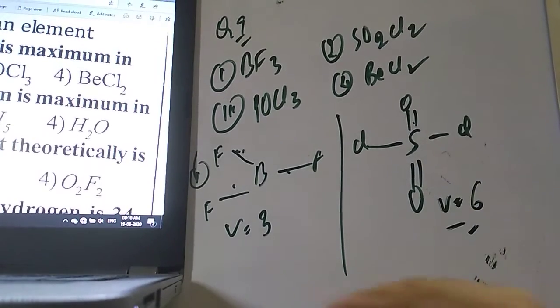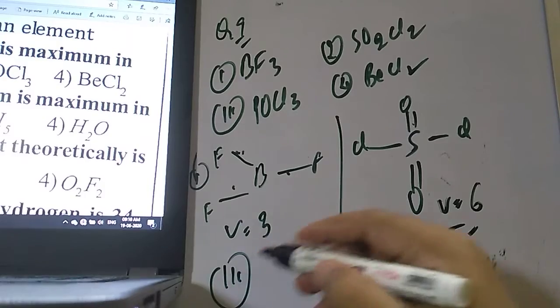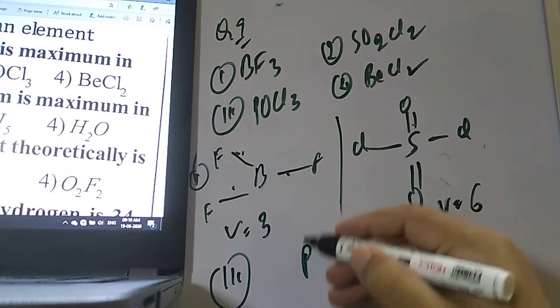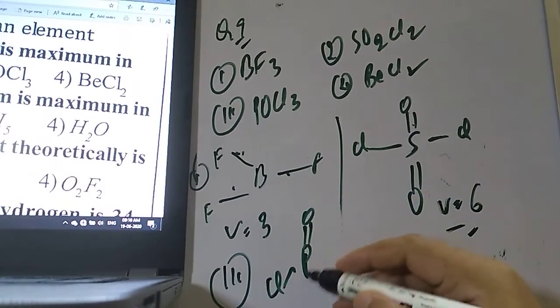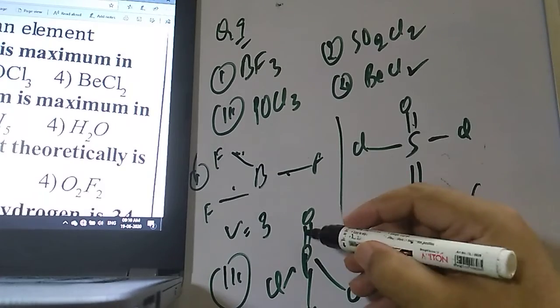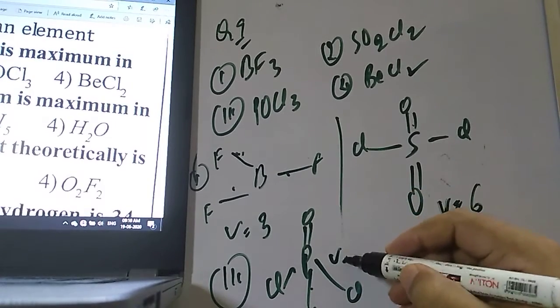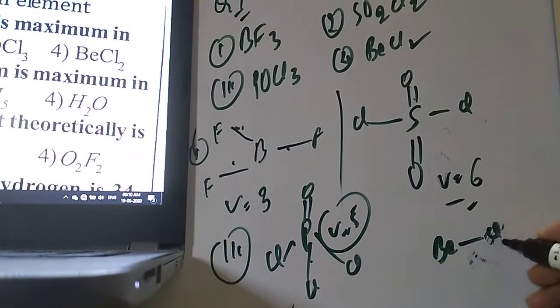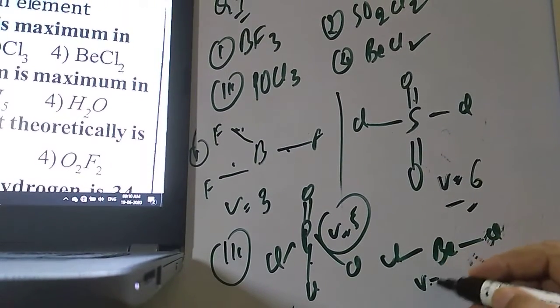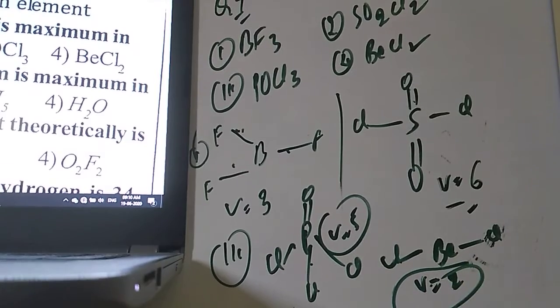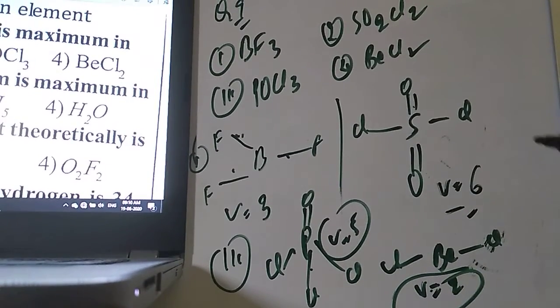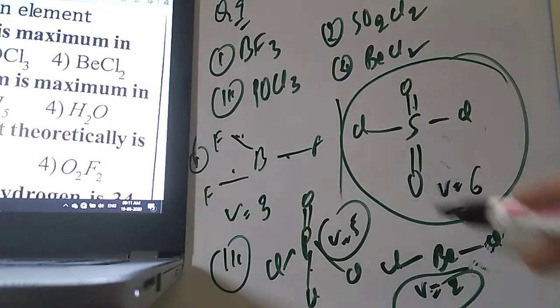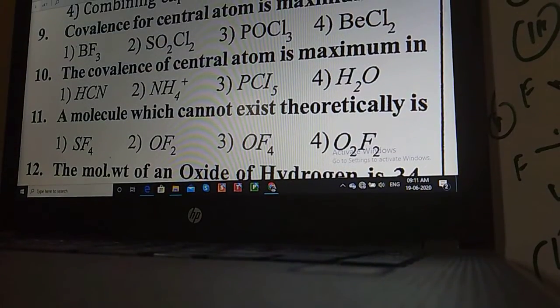Third option, POCl3. So P double bond O, here is Cl, Cl, Cl. So 2, 3, 4, 5. Valency is equal to 5. Now option D, BeCl2. Here is Cl, here is Cl. So valency is equal to 2. So you see, student, which one has the more number of bonds? SO2Cl2. So the correct option for question number 9, student, is option number 2.